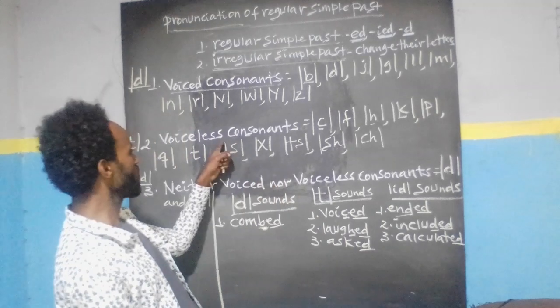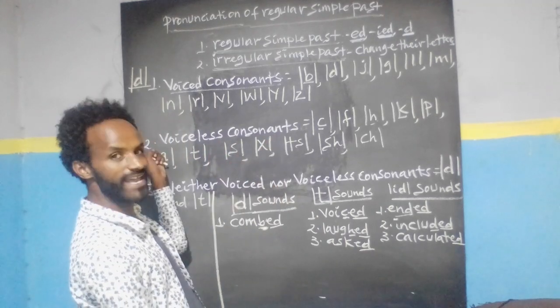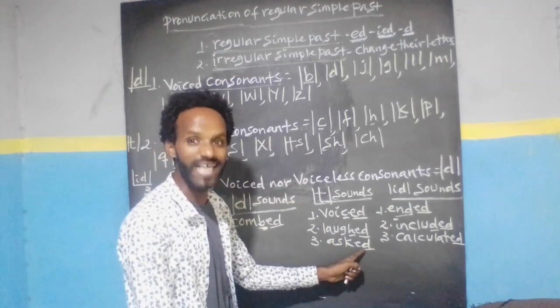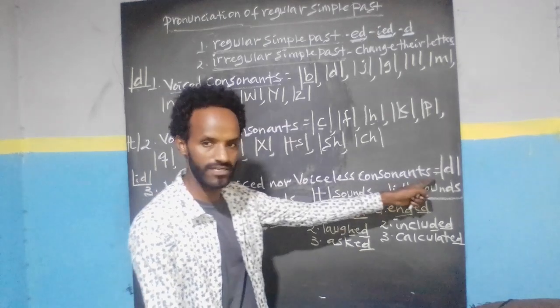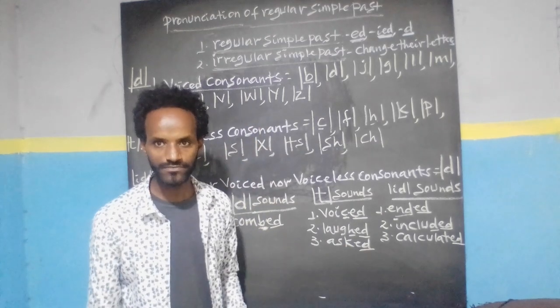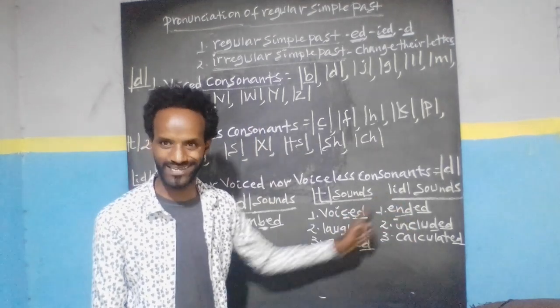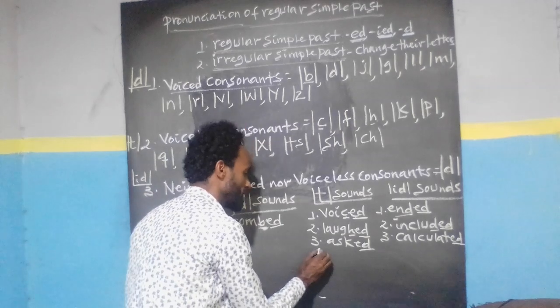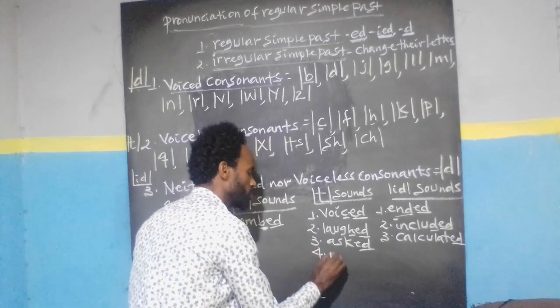Letter K is a voiceless consonant. So it can be pronounced with a T sound, not as D or as the other normal sounds. Okay, class? So we say "asked." Don't say it with a D sound. Yes? And another one is what? For example, let me say this one.